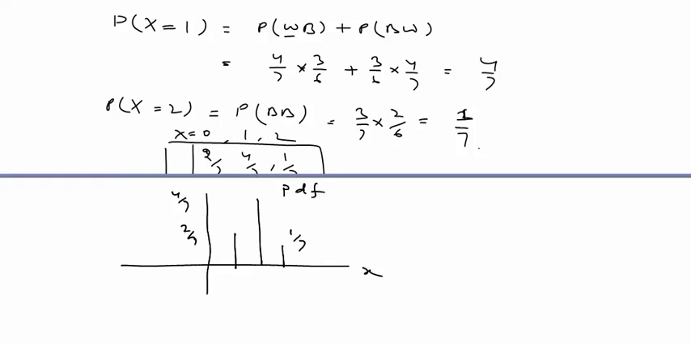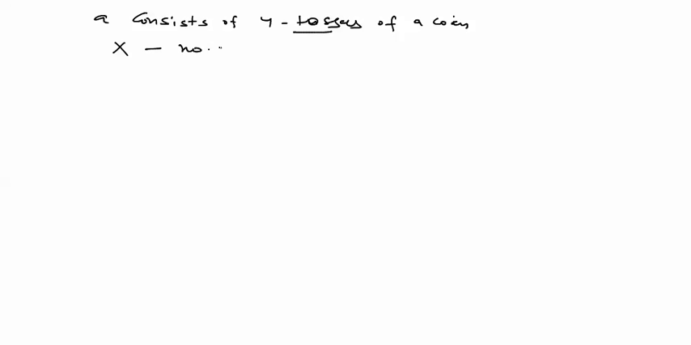Let's take a second example. In a random experiment, a trial consists of 4 successive tosses of a coin. Define a random variable x. The definition of x is the number of heads that appear in a trial.